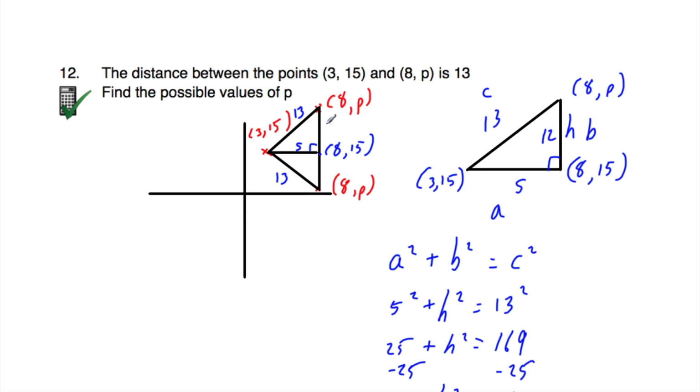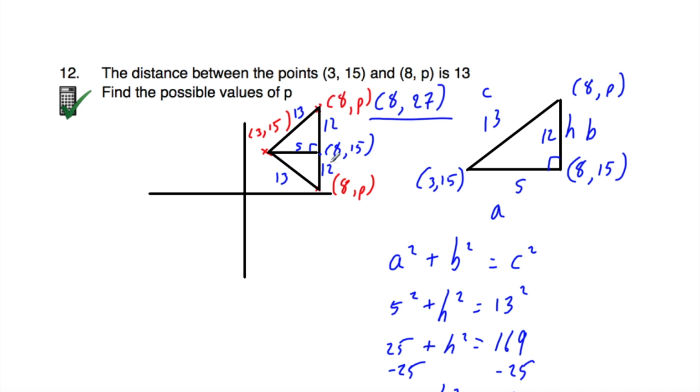And obviously because these two triangles are identical, this one and this one here, that distance there would also be 12. This is fantastic. Now we can find out the values of p, because this point here is 8, 15, and we're going to go 12 up. So this point here would be the point 8, and then 15 plus 12 is 27. So the coordinates of this point are 8, 27.